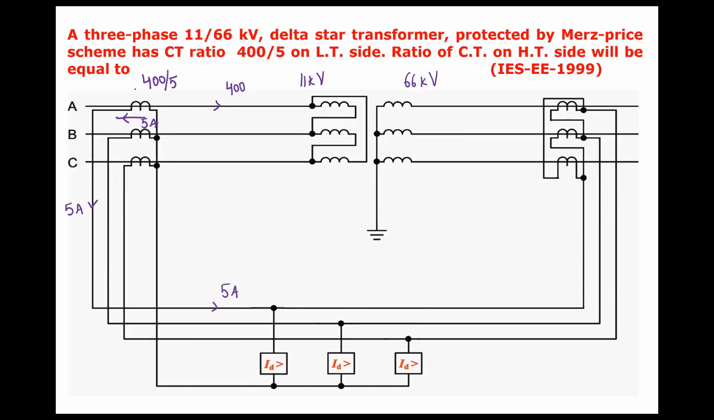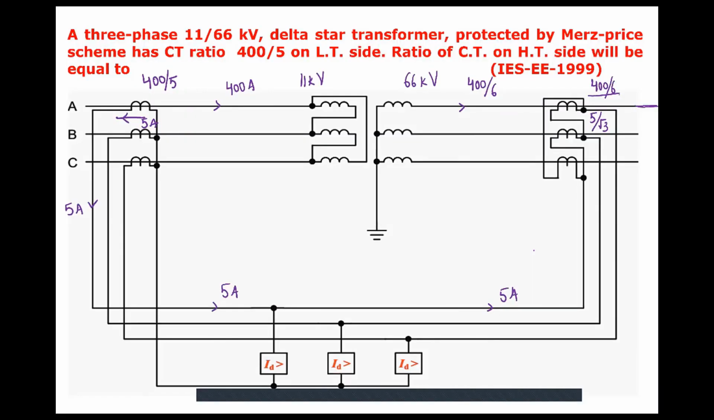So if 400 ampere is the rated current on the primary, where the voltage is 11 kV, what will be the rated current on 66 kV? Here the voltage is stepped up by 6 times, so the current here will step down by 6 times. So the rated current here will become 400 divided by 6 ampere.